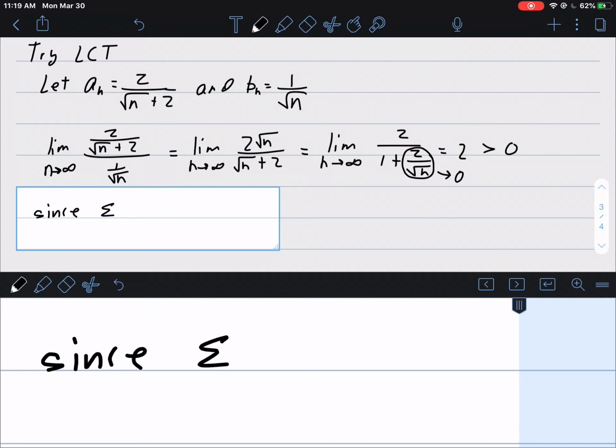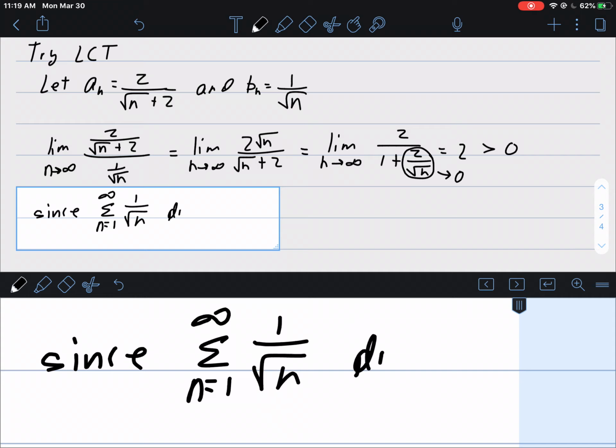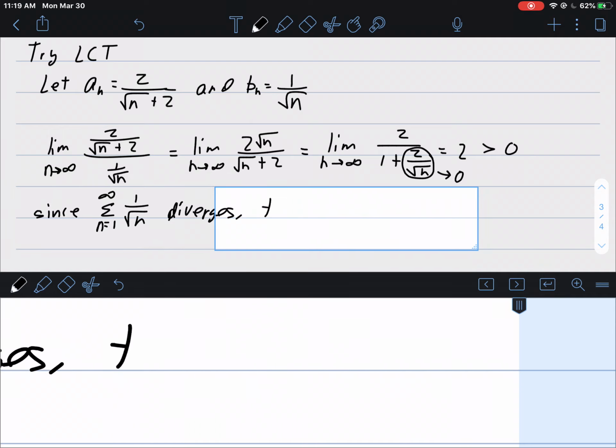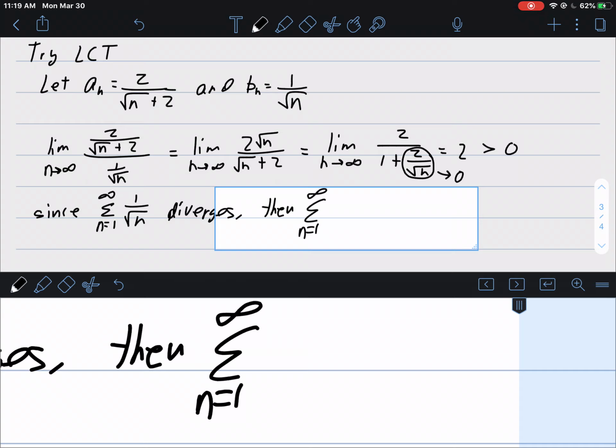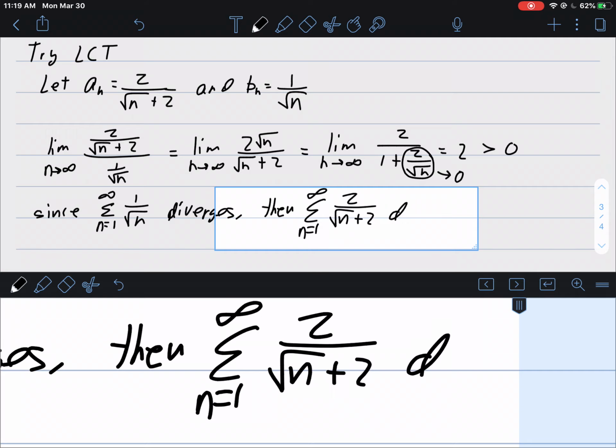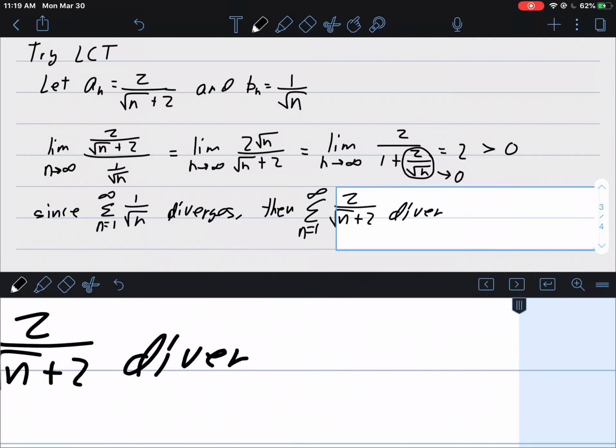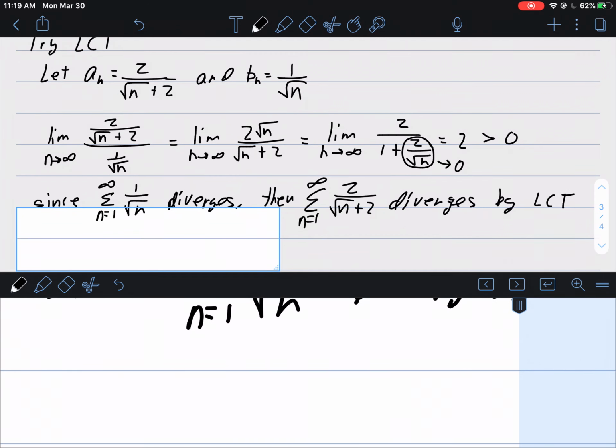So since the sum as n goes from 1 to infinity of 1 over square root of n diverges, our series, the sum as n goes from 1 to infinity of 2 over square root of n plus 2, diverges. And in this case, by the limit comparison test.